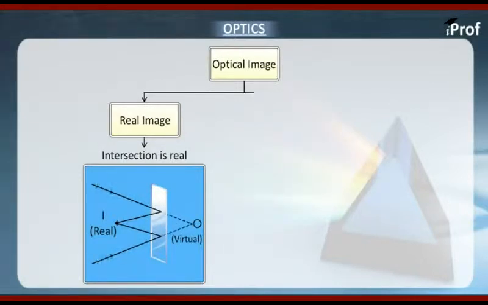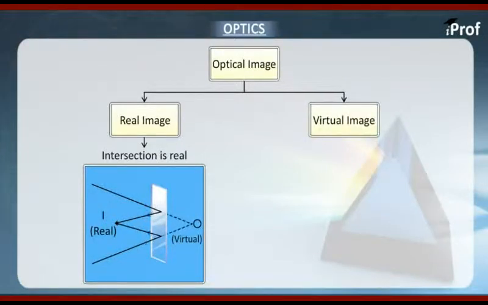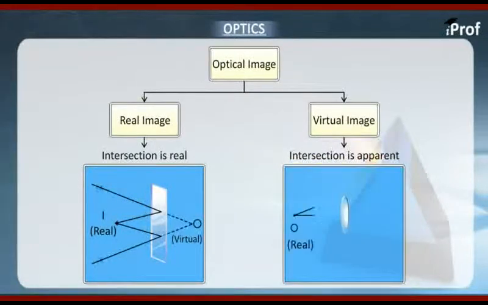Whereas the second category, which we call virtual image. Now this virtual image is formed due to apparent or virtual intersection of reflected or refracted rays. That is where the virtual image is formed. There are no light rays actually present.